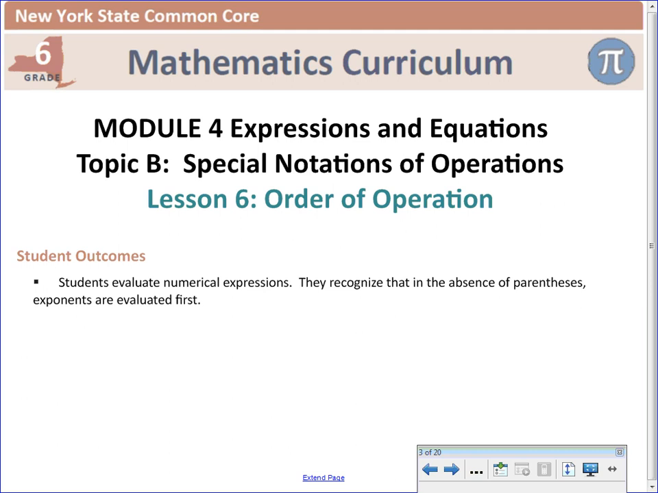Okay, today's module 4, lesson 6 on order of operations. We are going to go fairly quickly for two reasons. One, we have a lot of practice in this lesson, and it is a review. You've done this in 3rd, 4th, 5th grade, so this should be a nice review.